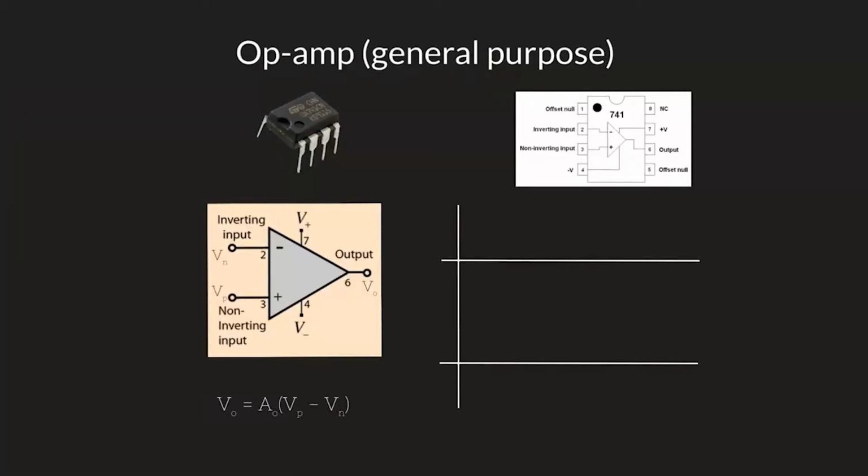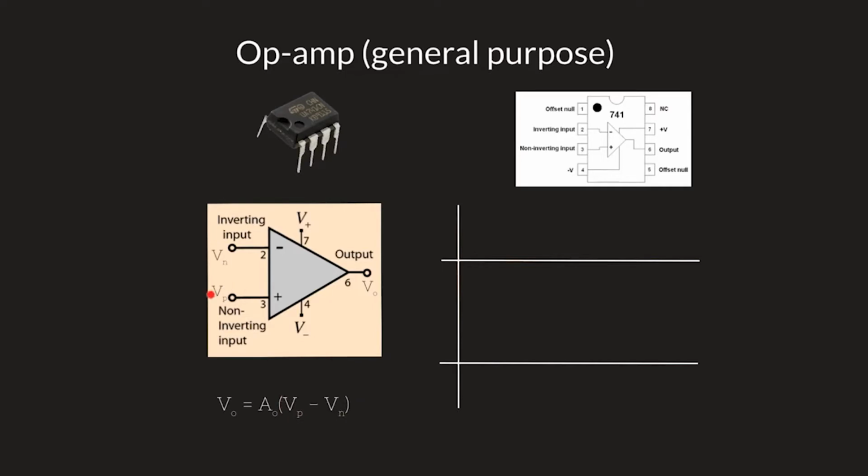Now op amps. The general purpose op amp, the 741, is probably the most popular. I don't know if it's the oldest, it's just the most popular general purpose one. To start with, you have to understand the basic functionality of the op amp by itself, and that is all built into this equation here. The output is just A0 times the difference in the inputs.